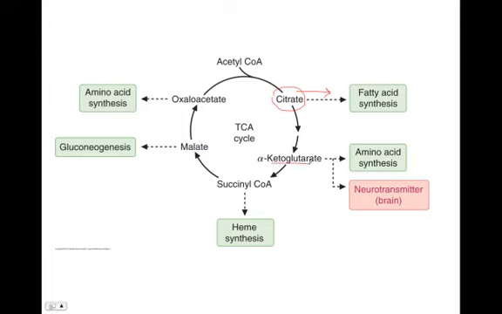Alpha-ketoglutarate is used as a substrate for amino acid synthesis, as well as to generate neurotransmitter. We've seen this in Module 6, where the transamination of alpha-ketoglutarate can generate glutamate, which is essential for neurotransmitting as well as for generating amino acids.